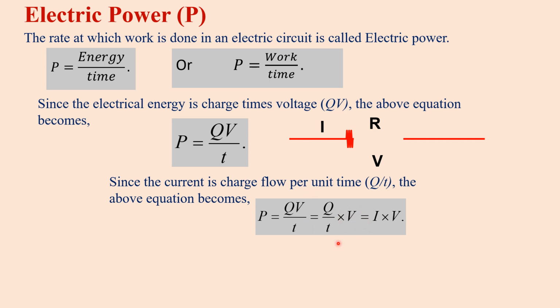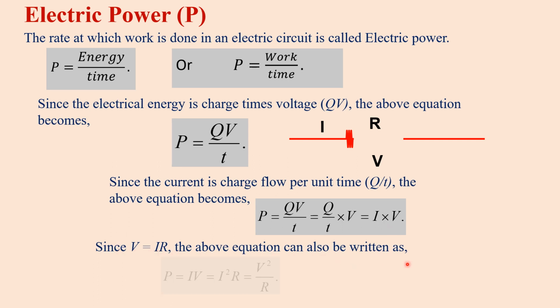Q divided by T equals I. So we get P equals I into V. Since V equals IR, the above equation can also be written as P equals I into V equals I square R. By putting the value of V equals IR, we get I square R. And by putting the value of I equals V upon R, we get P equals V square divided by R. The SI unit of power is watt.